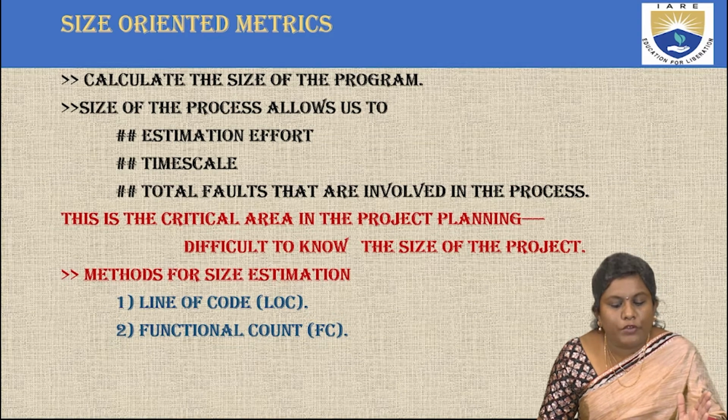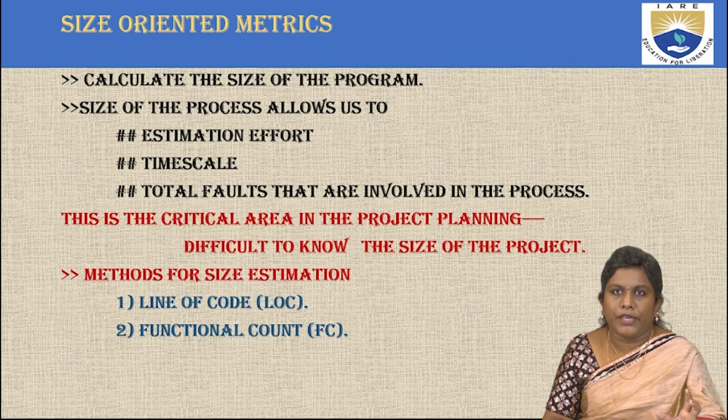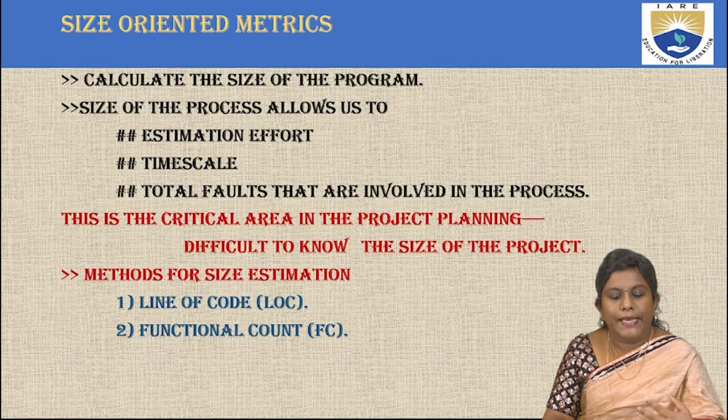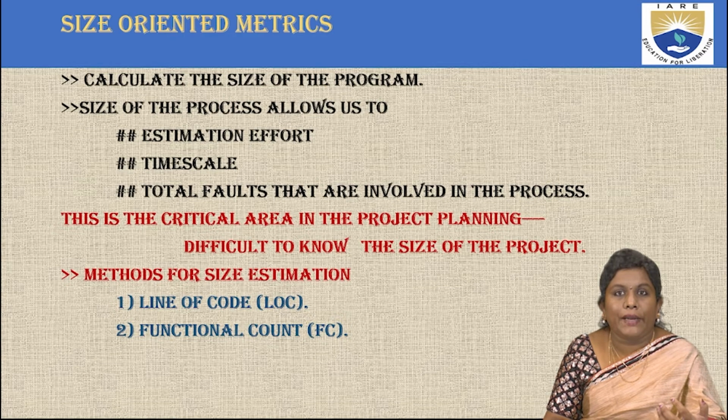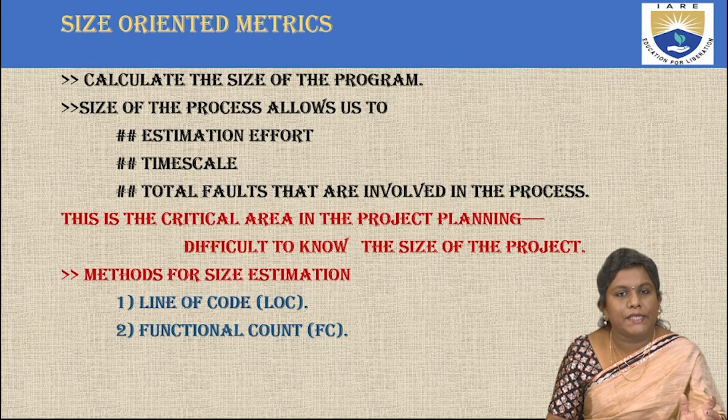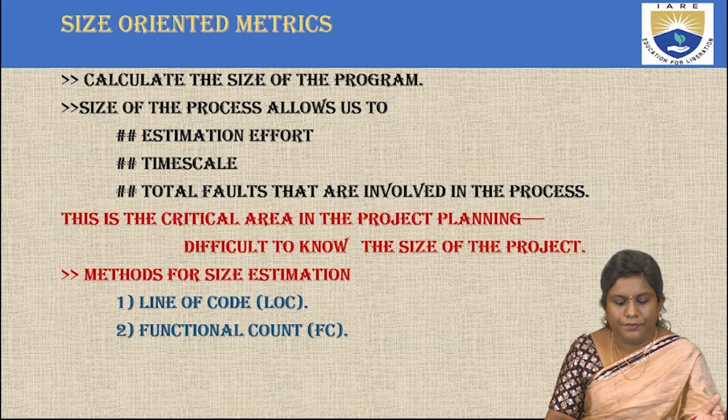Second point, size of the process allows us to do a few things. What are those few things? That is estimation effort. How do you calculate the estimation effort? And then the time scale: in how much time are you executing the things that you have written in your code? Or total faults that are involved in the process: how many errors are occurring in your process, right? These are the parameters involved to calculate the size of the process, or it is allowing us to define size in these three terminologies: estimation effort, time scale, and the errors that occurred, right?